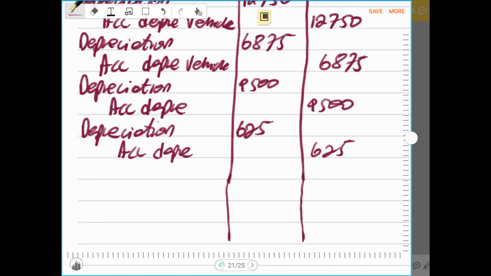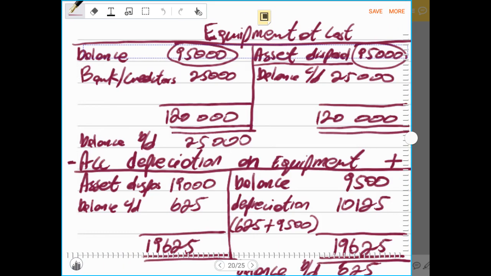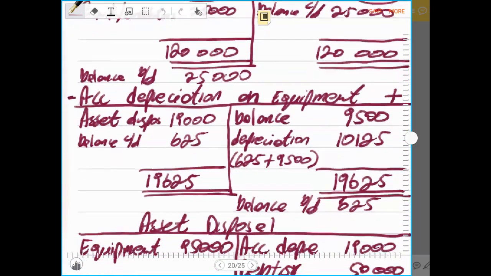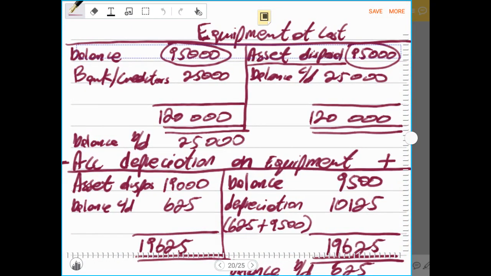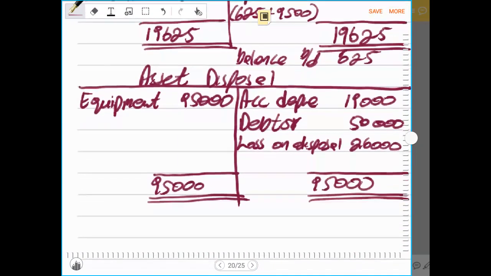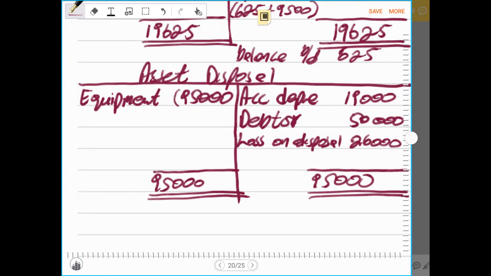So now I have to record the disposal of this equipment. Remember, there was equipment that was disposed that was costing 95,000 rands. So now if you see, equipment is credited by 95,000 rands and asset disposal is debited by 95,000 rands. So now I do the same thing in the ledger account.